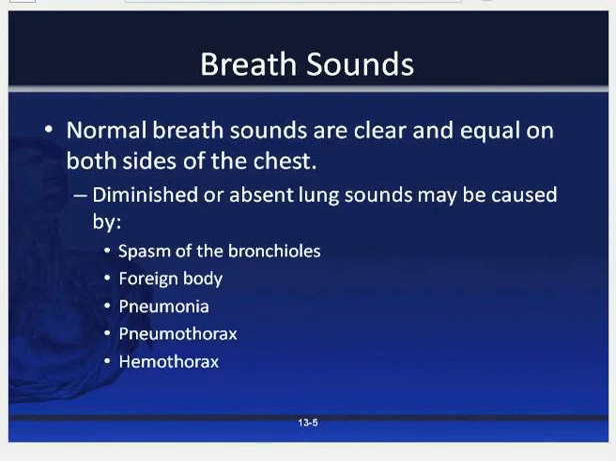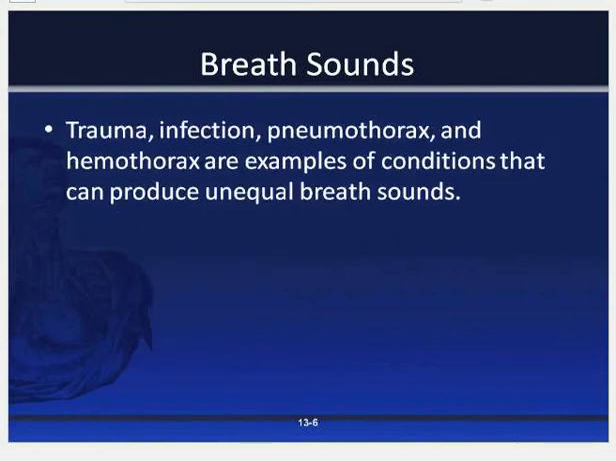Normal breath sounds are clear and equal on both sides of the chest. Diminished or absent lung sounds may be caused by spasms of the bronchioles, a foreign body, pneumonia, a completely or partially collapsed lung, known as a pneumothorax, or blood in the pleural space, known as a hemothorax. A hemothorax can produce muffled breath sounds which appear distant. Trauma, infection, pneumothorax, and hemothorax are examples of conditions that can produce unequal breath sounds.